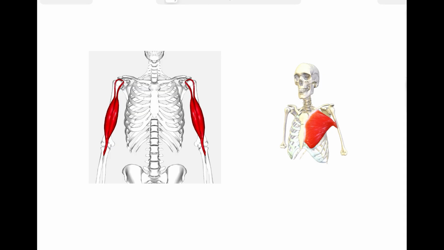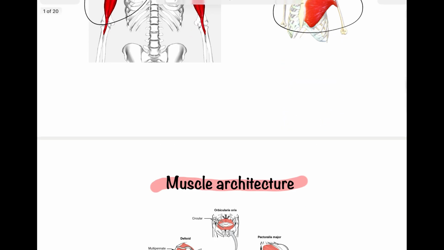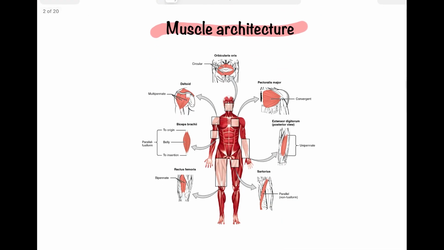Have you ever wondered why your biceps looks like a spindle while your chest muscle looks like a fan? It's not just for aesthetics. The shape of a muscle determines exactly how much power it has, how far it can move, and how fast it can contract. Today, we are breaking down muscle architecture in a way that actually makes sense.